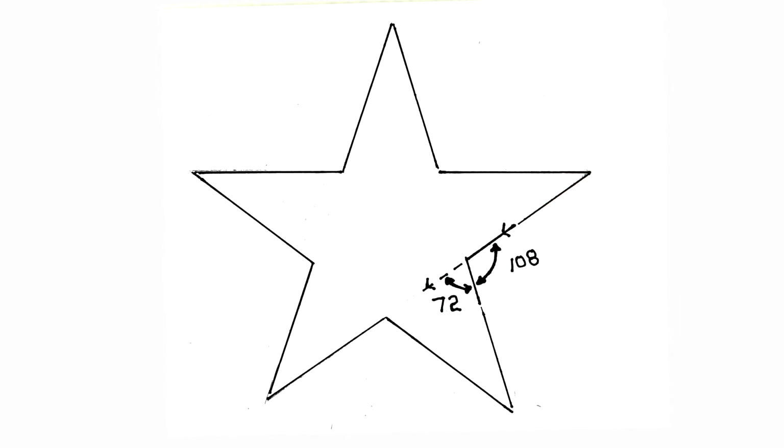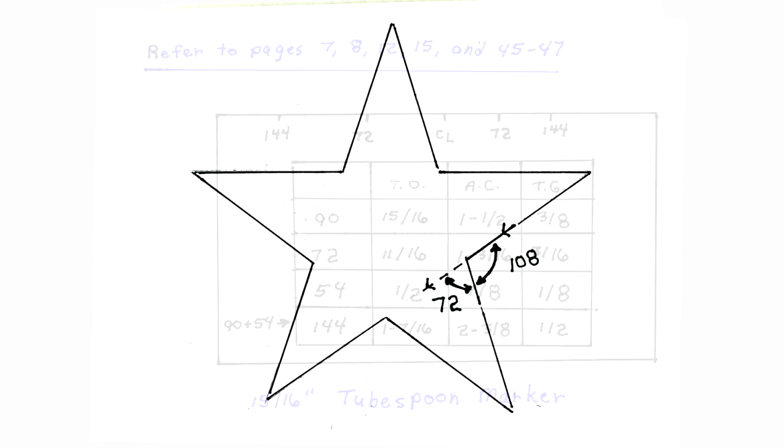This diagram shows an inner bend of a 5-pointed star. To figure the bend angle at an inner point of a 5-pointed star, 90 plus 90 divided by 5 equals 108 degrees for the inner point. Each side of a straight line equals 180 degrees. 180 minus 108 equals 72 degrees of bend for each inner bend.